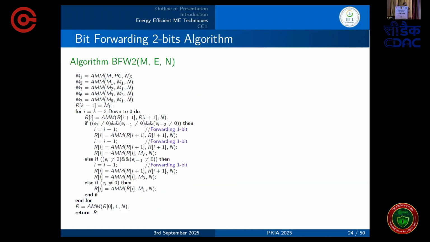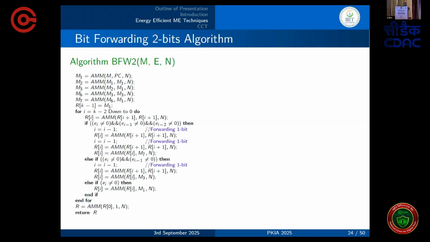Similarly, we can also check the occurrence of 3 consecutive ones. If there are any 3 consecutive ones, the same way we forwarded 1 bit, we can forward 2 bits at a time, and at the third bit we can use the multiplication operation. Now here again, the multiplying factor will be different from technique to technique. In the bit forwarding 1 technique, the multiplying factor is M3, that is the power 3, and in the bit forwarding 2 technique, 2 multiplications we are forwarding, hence the multiplying factor is M7.